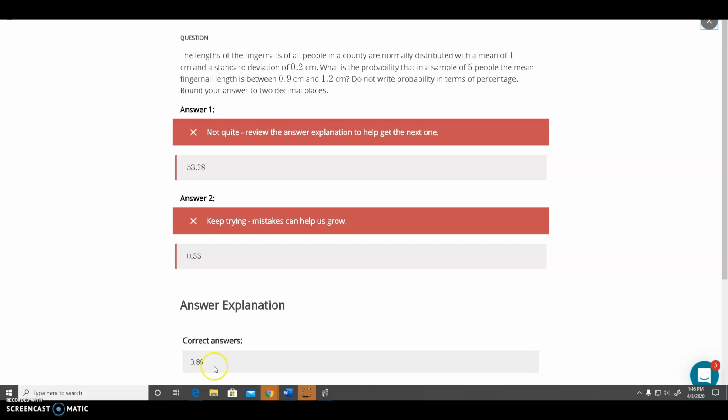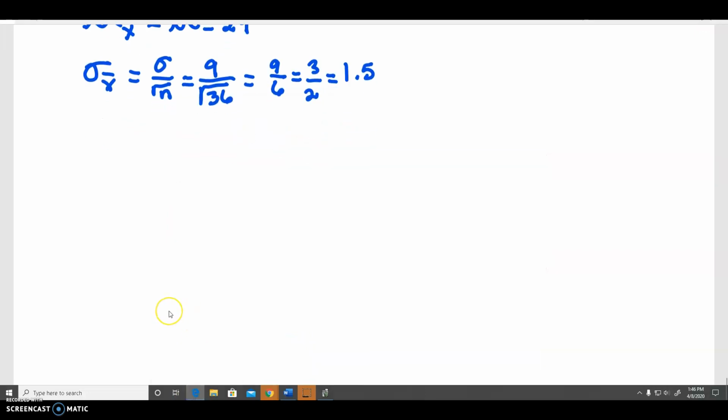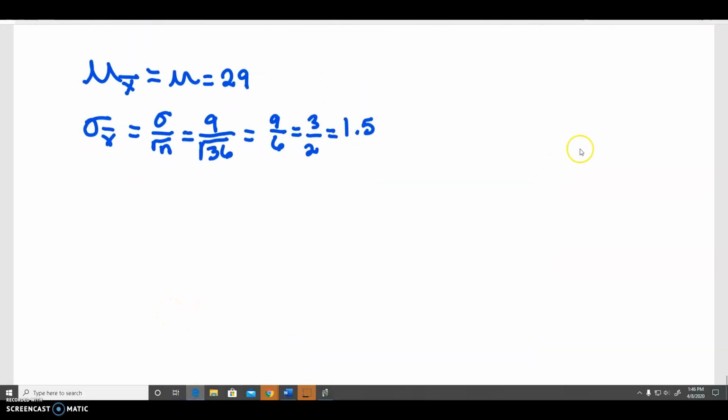So let's write down what we know here. Let me get rid of some of this here. Might have been easier just to start another page, huh?